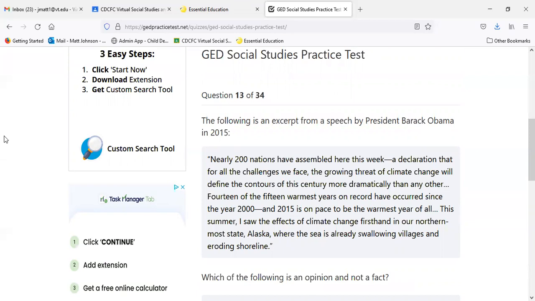Nearly 200 nations have assembled here this week, a declaration that for all the challenges we face, the growing threat of climate change will define the contours of the century more dramatically than any other. 14 of the 15 warmest years on record have occurred since the year 2000, and 2015 is on pace to be the warmest year of all. This summer, I saw the effects of climate change firsthand in our northernmost state, Alaska, where the sea is already swallowing villages and eroding shoreline.